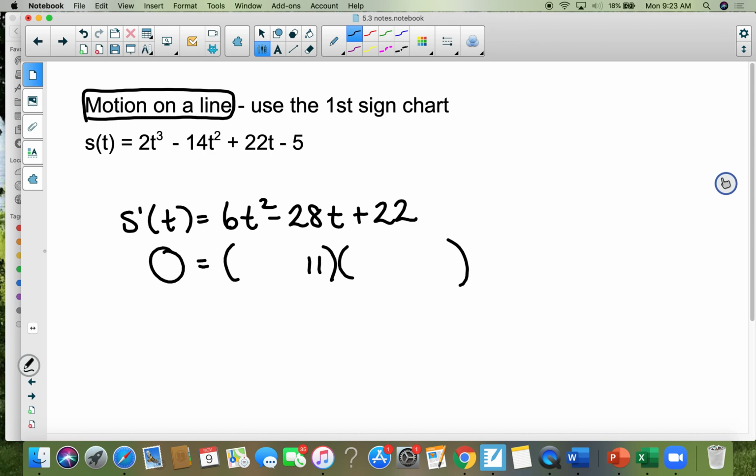Well, it's probably going to be 11 and 2. And you're going to put 3t and 2t, 22 and 6. So these are both going to be negative. And then t is going to equal 1 and t is equal to 11/3 when you solve for t.